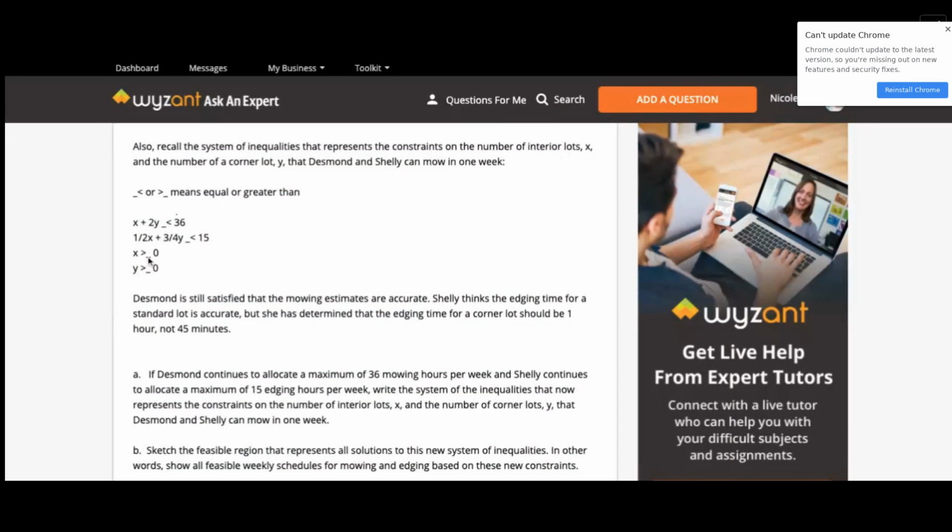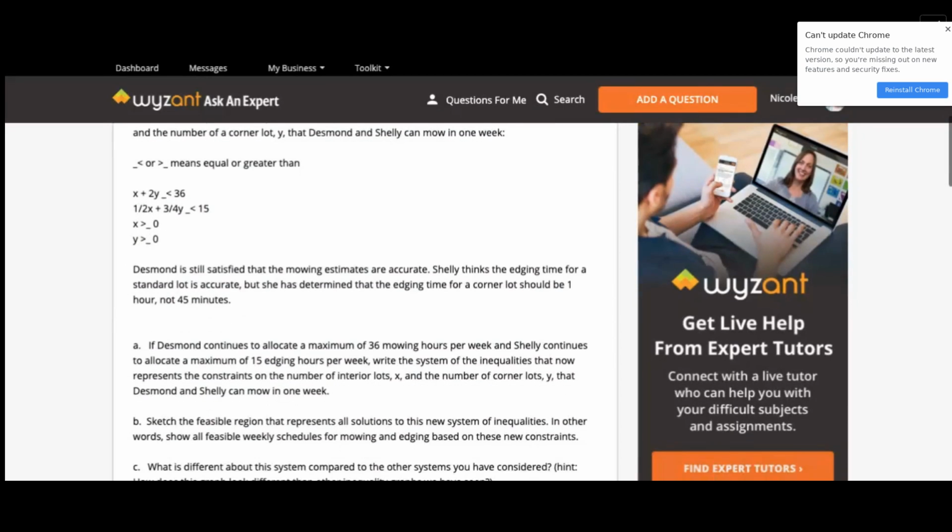Okay, so we have this set of inequalities that represent the mowing time of the lawn care business of Desmond and Shelly. And Shelly wants to change it because she thinks instead of this 3/4, which represents 3/4 of an hour, to edge a large corner lot, she thinks it should be a full hour. So really, we're just going to change this 3/4 to 1. So you would have everything else the same, but these 3/4 would be 1 for the new system of inequalities for A.